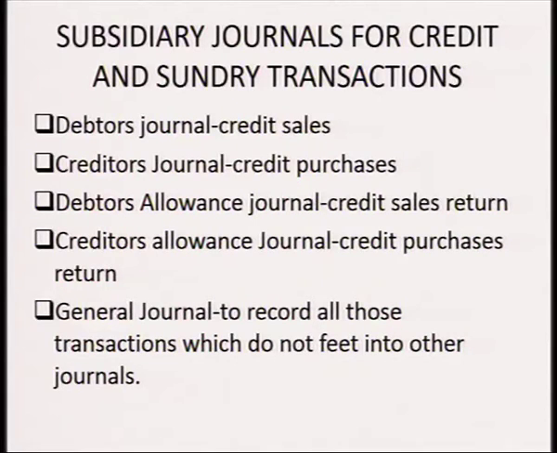But there are certain transactions, let me say interest on our overdue account, which may be mistakenly recorded on the interest received account. That transaction doesn't fit in any of these books, so there is a general journal in which you record all those transactions which do not fit into other journals. Let me also give an example of drawing of goods. If the owner of the business drew goods from the business, that transaction is accounted for in the general journal.